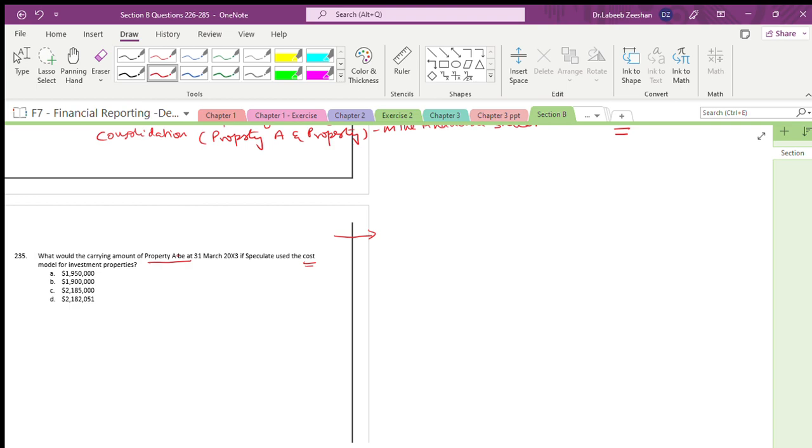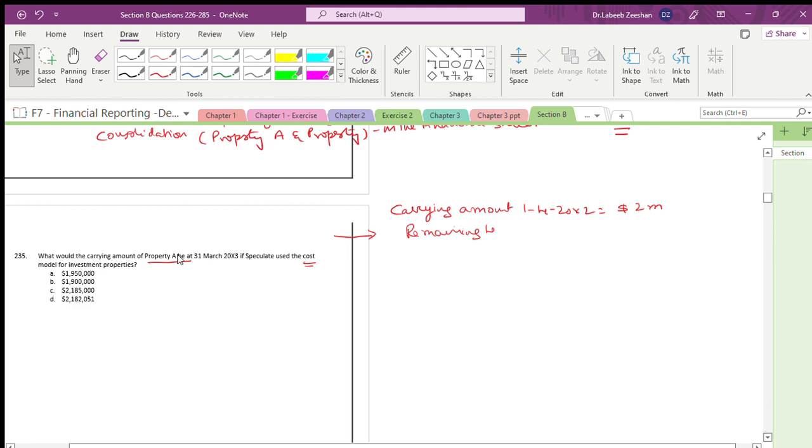What is the carrying amount as per 1/4/2002? It is 2 million. Is it right? What is the remaining life? Remaining life is for how many years? 20 years.